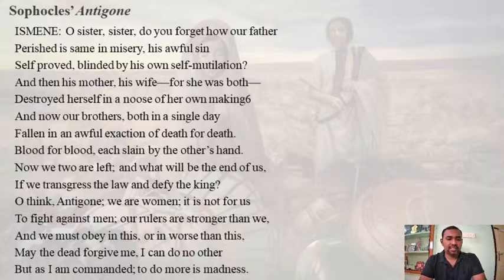And then his mother, his wife, for she was both, destroyed herself in a noose of her own making. And now our brothers, both in a single day, fallen in an awful exaction of death for death.